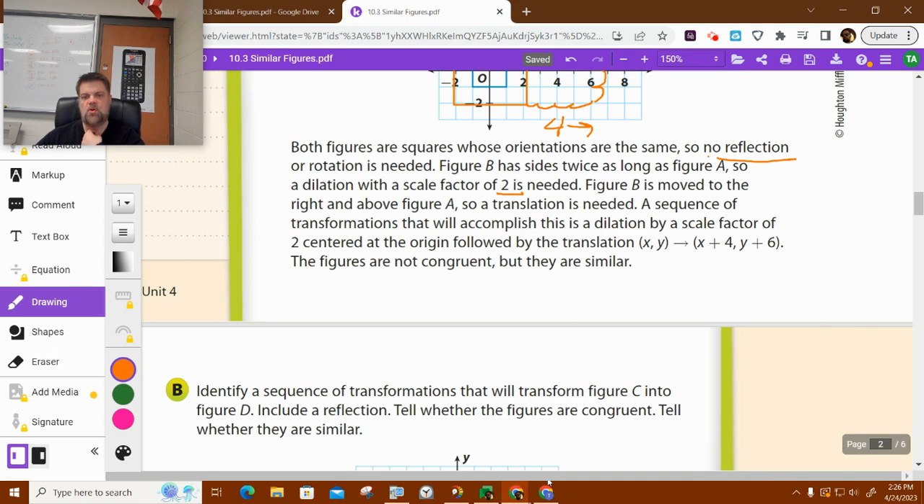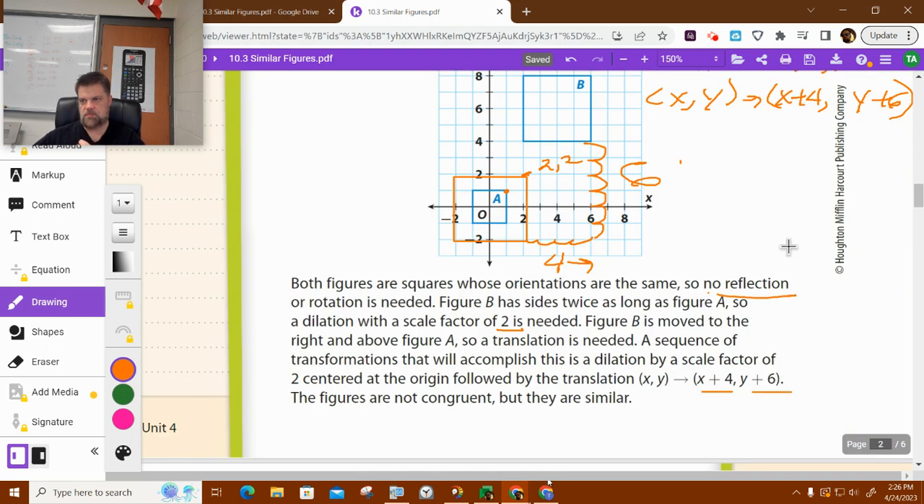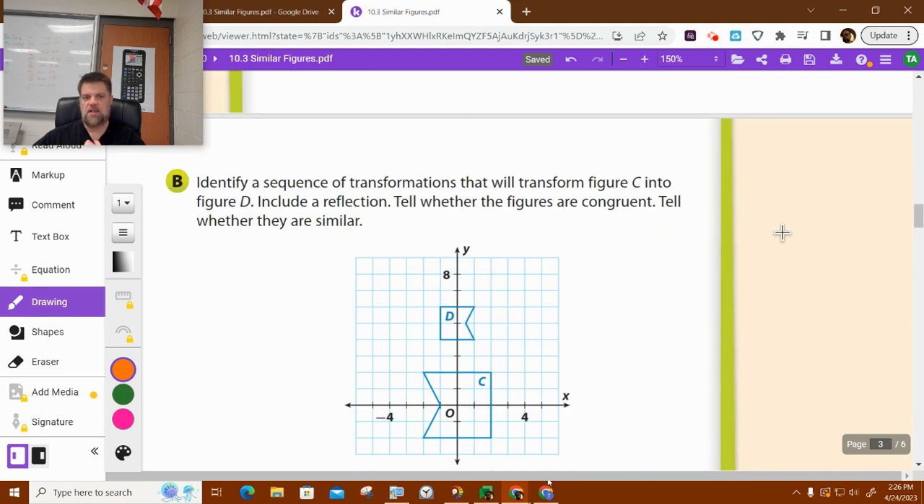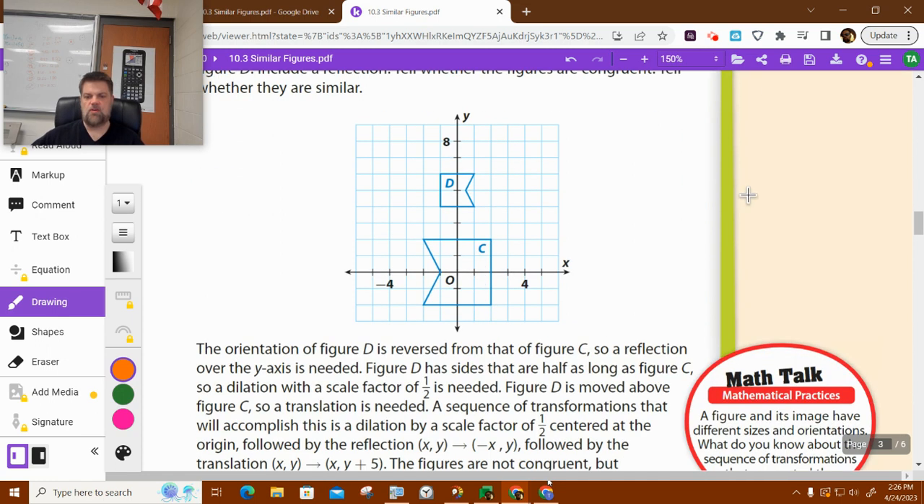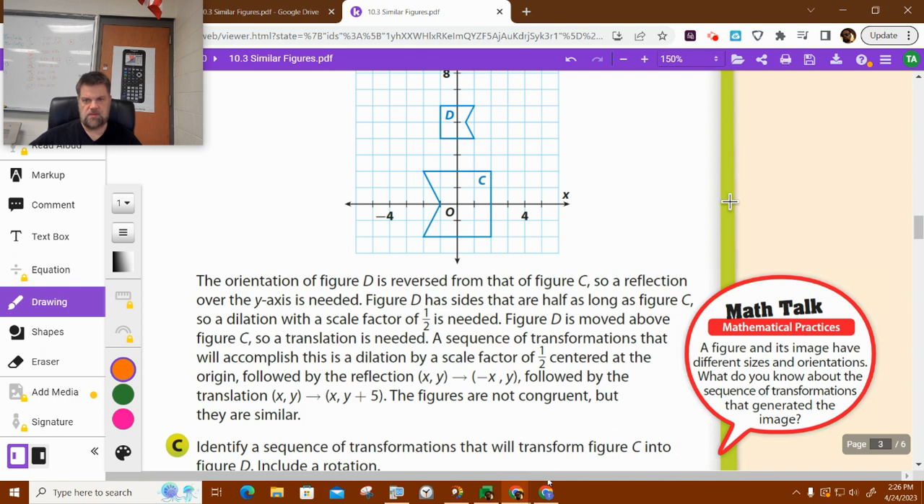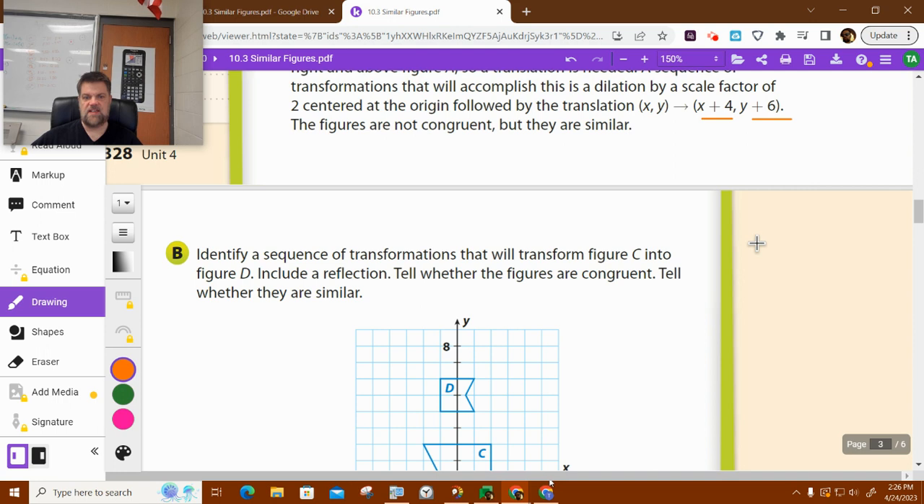B is then moved 4 units to the right and up 6 units. That's what I said. Okay. So now for part B, it says identify the sequence for these transformations that will transform figure C into D. So I think you have to reflect it first, and then you have to make it bigger. Wait, did they say go from C to D?